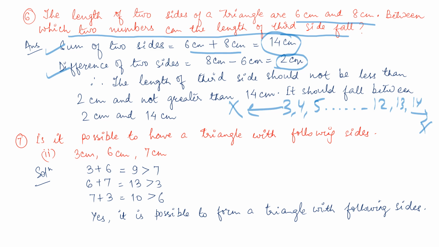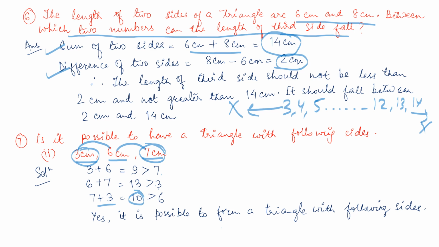Clear? Okay. Moving on to question number 7. Is it possible to have a triangle with the following sides? So what we studied, that the sum of two sides should be greater than the third side. So we will use the same property. Three sides are given as 3 cm, 6 cm and 7 cm. So 3 plus 6 is 9, which is greater than the third side 7. 6 plus 7 is 13, which is greater than the left out third side 3. And 7 plus 3 is 10, which is again greater than 6. So yes, a triangle is possible from this.